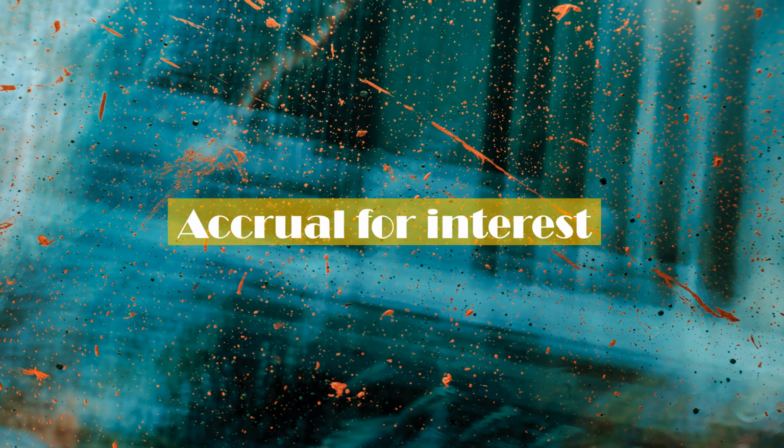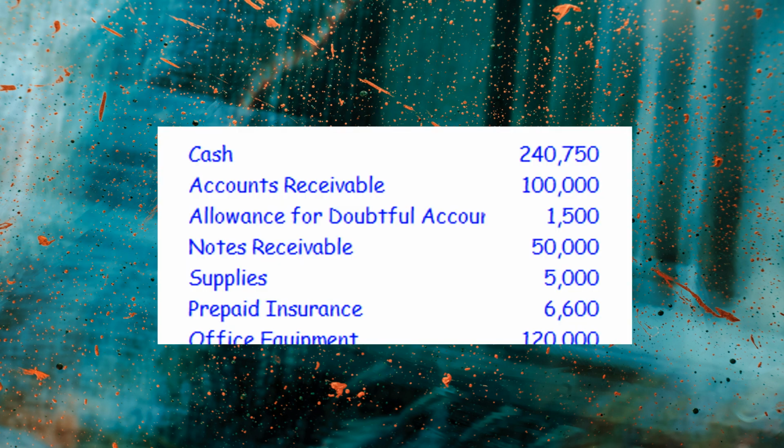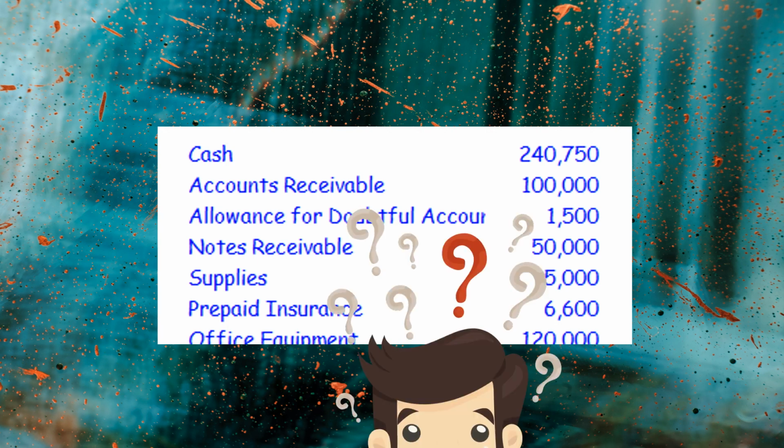Say, for example, the problem states accrued 3 months interest at 10% and nothing else. Just that. However, a trial balance or a partial list of accounts is given. Then you start to panic. The heck, what's this? What do you mean by this? Am I supposed to pay interest? How to compute? Well, the first thing you need to do is breathe and keep your eyes on the list of accounts.